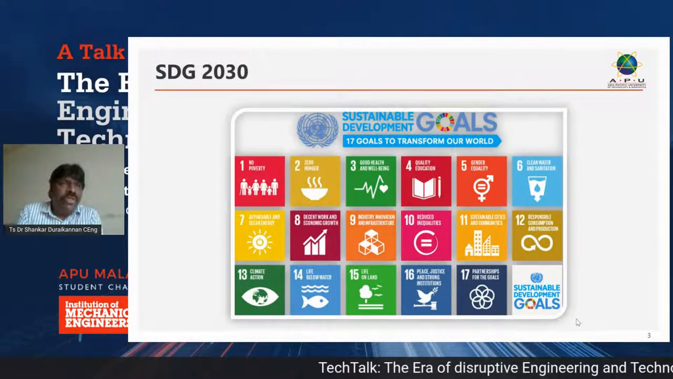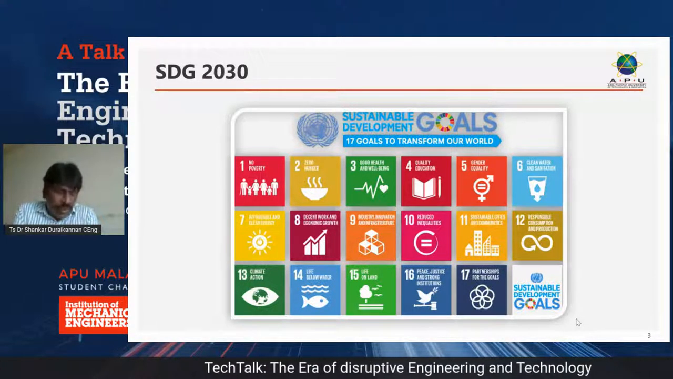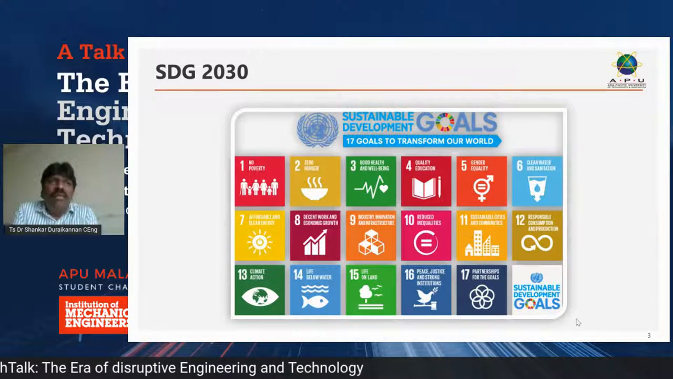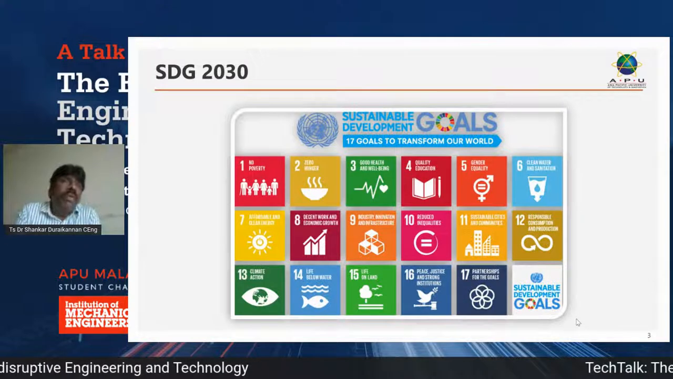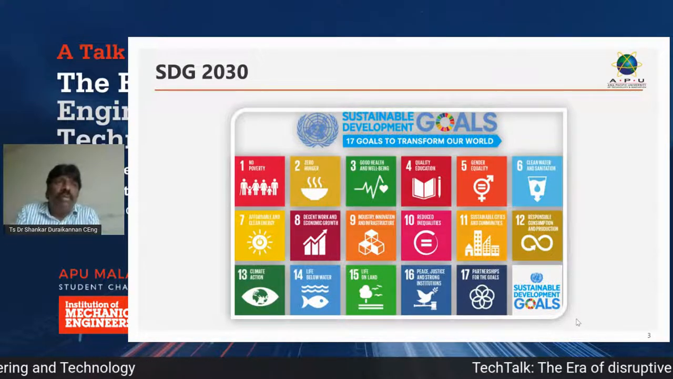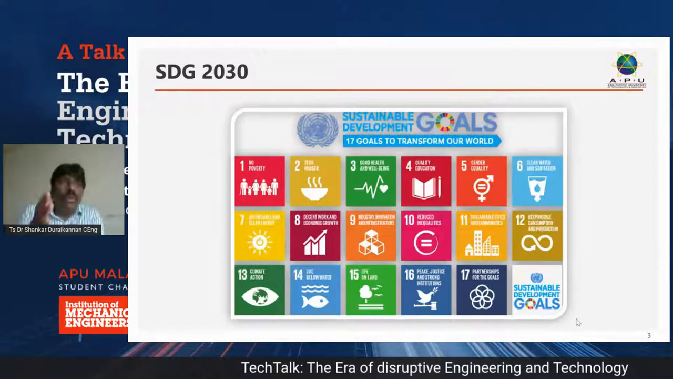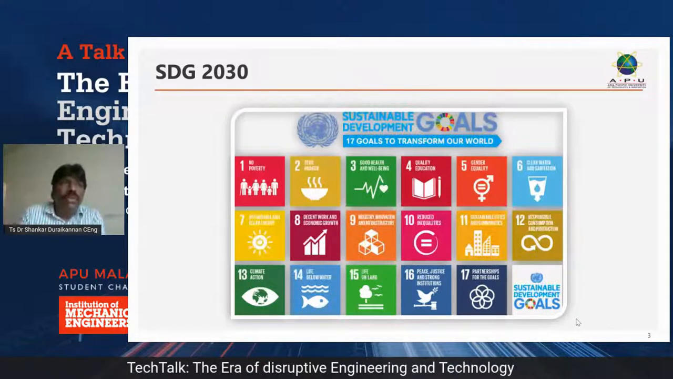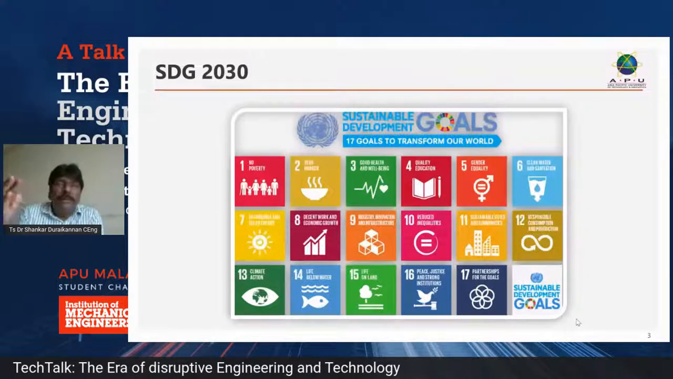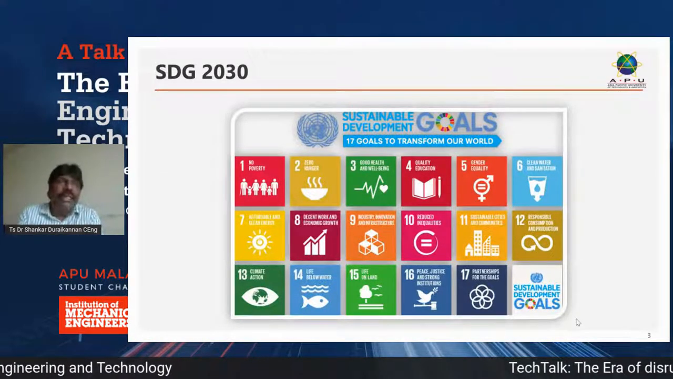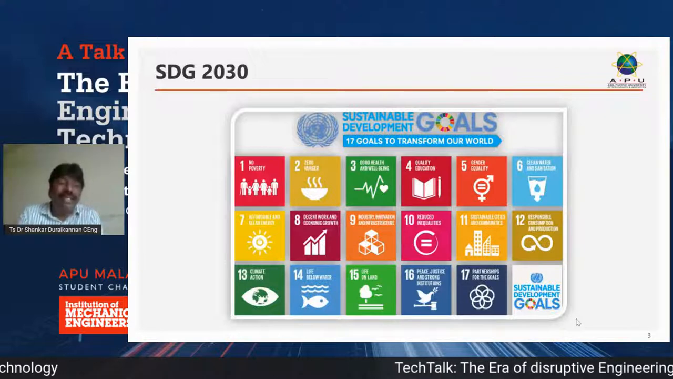But unfortunately, in the past 2 years, around 900 million people have been pushed back to extreme poverty, which means that we have gone back 10 years. There was a progress of 10 years. We moved from 1.3 billion to around 600 million, and this extreme poverty was reducing drastically.